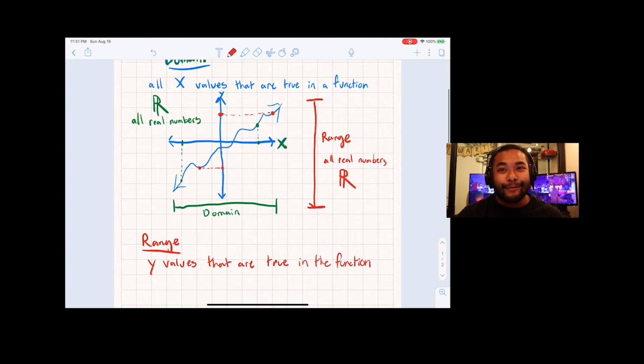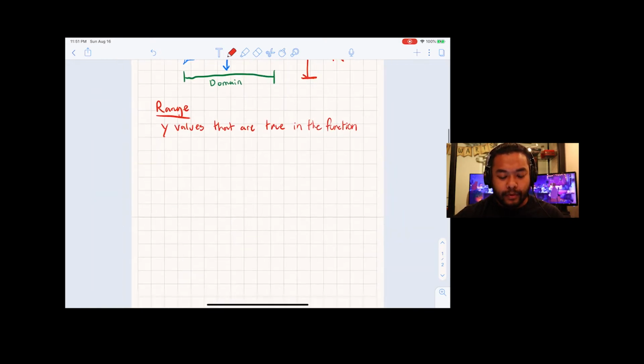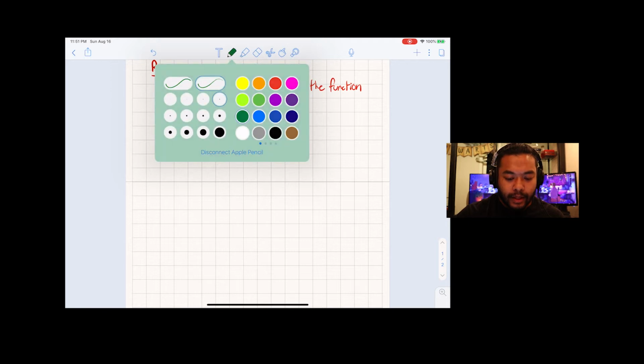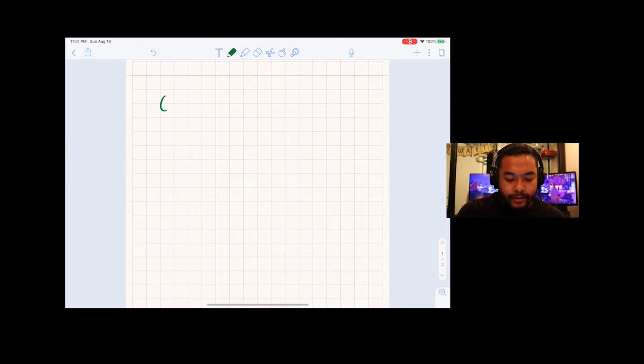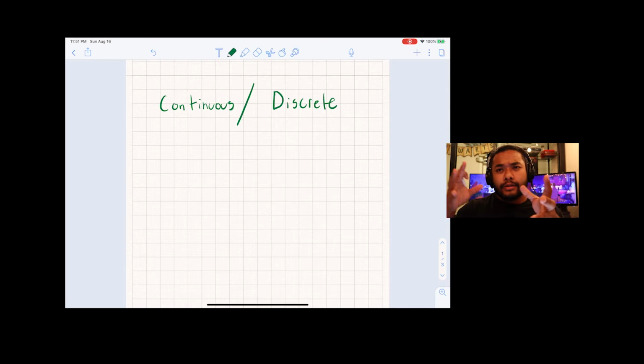And like I said, for Algebra 2 and Algebra 2 Honors, the only difference is the Honors class, we just cover one more kind of notation. But before we get there, let's talk about continuous. I think that's how you spell it. Continuous and discrete. Okay, so these are two opposite sides of possibilities of what a graph could look like.